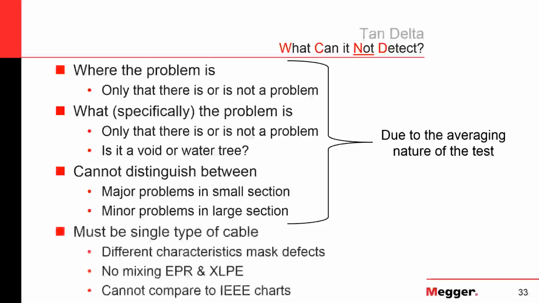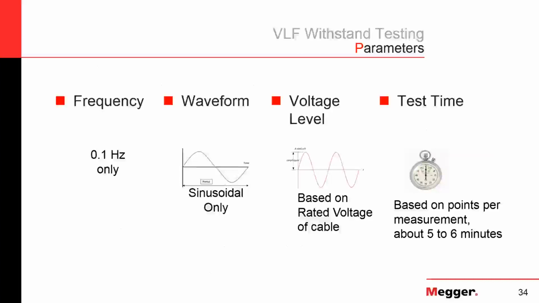And one of the other limitations of tan delta is it must be a single type of cable. Different characteristics of the different cable technologies, EPR and XLPE, will mask the defects in each other. So we cannot mix EPR and XLPE or XLPE and paper lead. It has to be one type of cable insulation. Now, it doesn't mean we can't do the test. It just means we can't compare our results to the IEEE charts. A lot of times what you'll have is 3 phases that are mixed very similarly. We can compare the 3 phases to each other, and if one is an outlier, then that's something we need to address. But we don't have the backing of the charts we find in the standard.